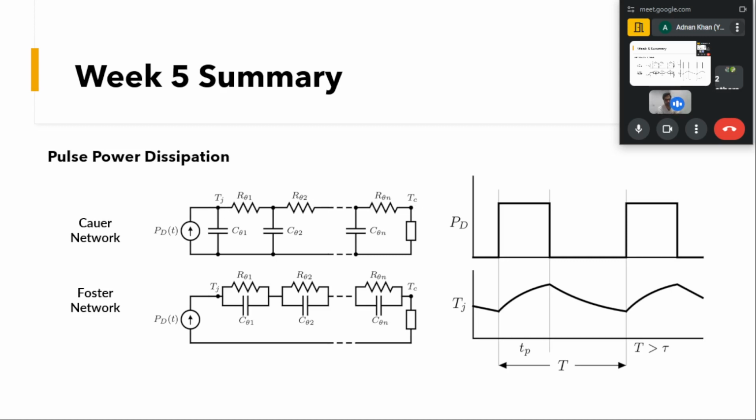In this fashion. Other way to do is using a Foster network. In this case, we have a series of the parallel networks of these R and C's, if you can see. And in this also, the values through the experimentation are being provided by the manufacturer in their data sheets for these networks.